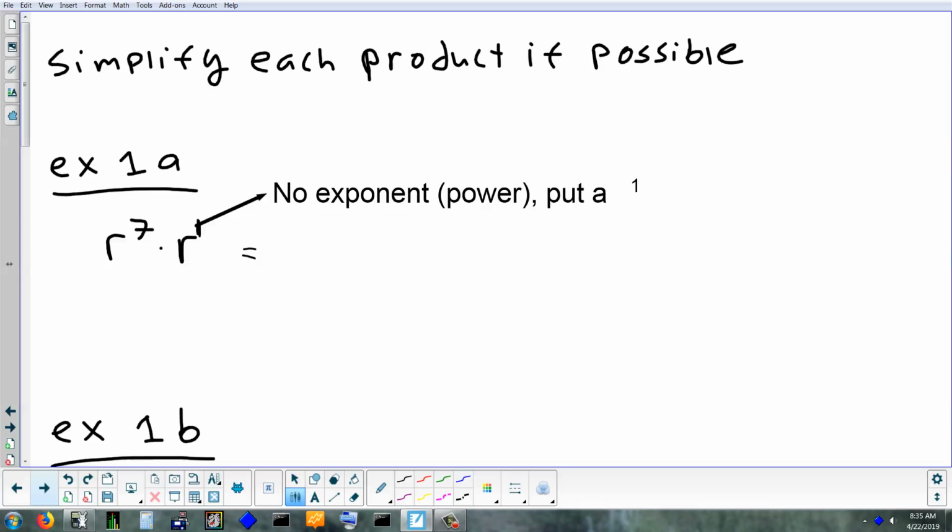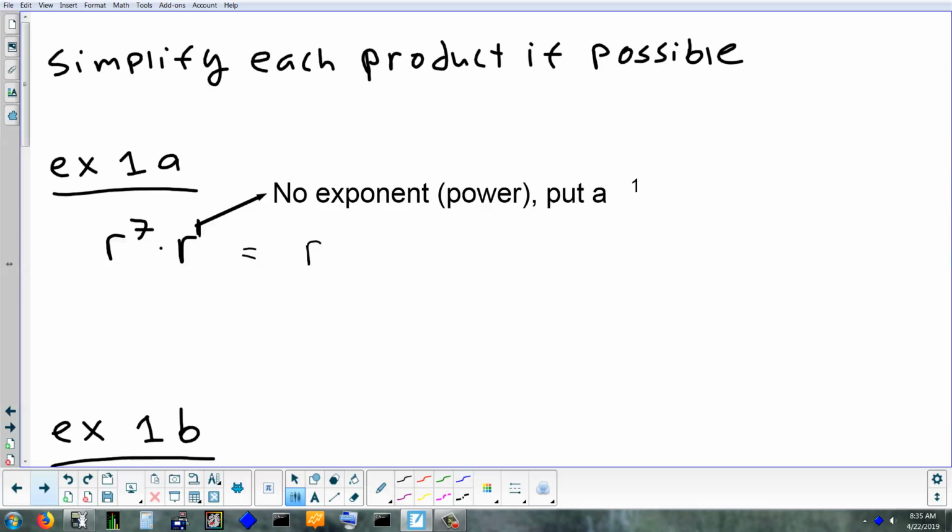So in example 1A, can those be simplified? Yeah, because they already have the same base. So now we need to follow the rule. When they have the same base, what do you do to the base? Keep it the same. So all you're going to do here is put an R.